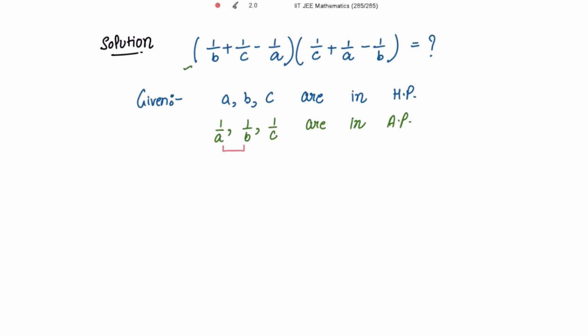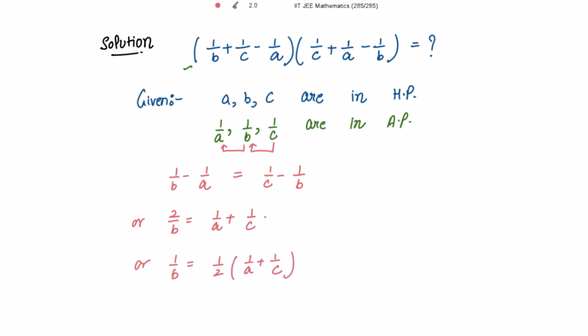So the difference of these two terms, that is 1 divided by B minus 1 divided by A, is equal to the difference of these two terms, that is 1 divided by C minus 1 divided by B. Or we can also write this as, taking this minus 1 by B to the other side, we get 2 divided by B is equal to 1 divided by A plus 1 divided by C. Or 1 divided by B is equal to 1 by 2 into 1 by A plus 1 by C, right? Please mark this as 1.